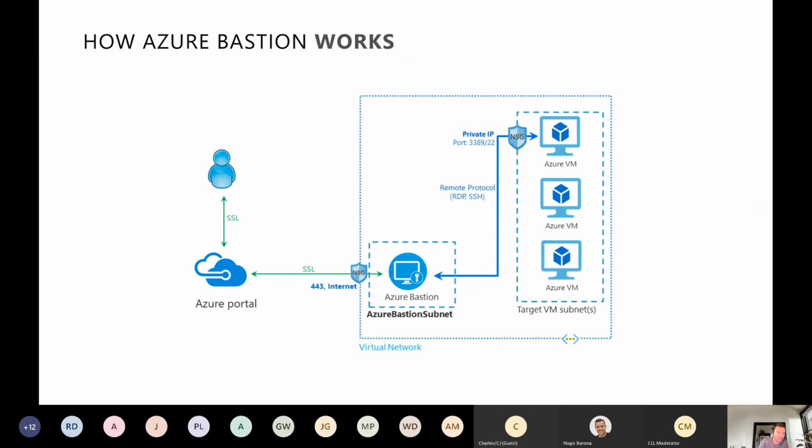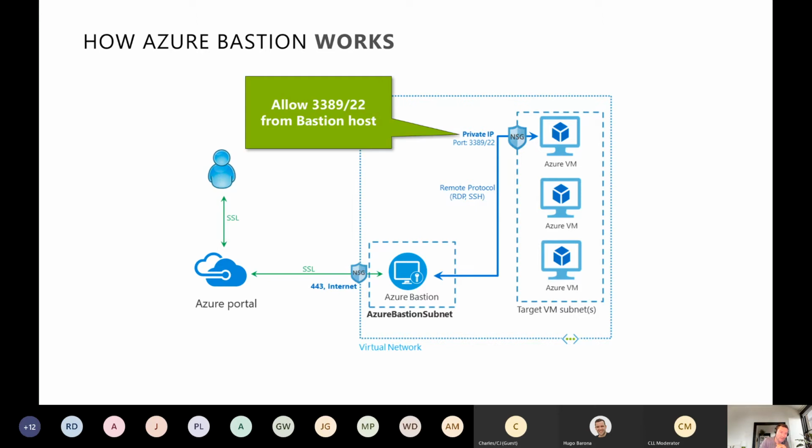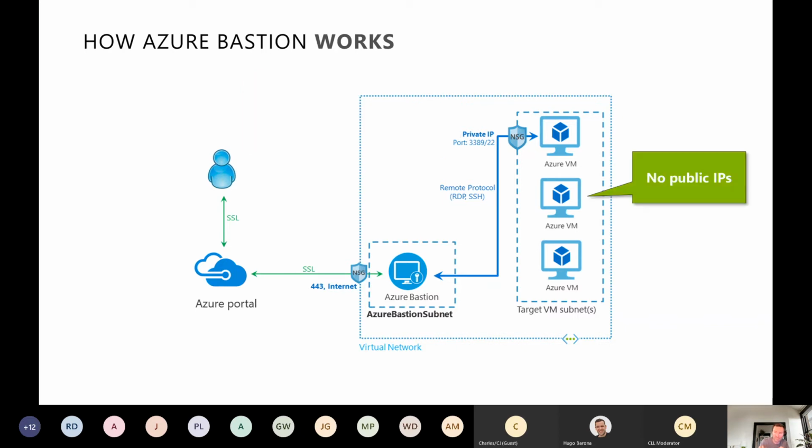How does Azure Bastion work? Bastion lives in its own subnet, the Azure Bastion subnet in a VNet, which exposes only port 443 SSL to the internet. And through your Bastion host, you connect with RDP on port 3389 or SSH on port 22 to the private IP address of your VMs. And in this way, your VM itself does not need a pip to be able to connect to it.